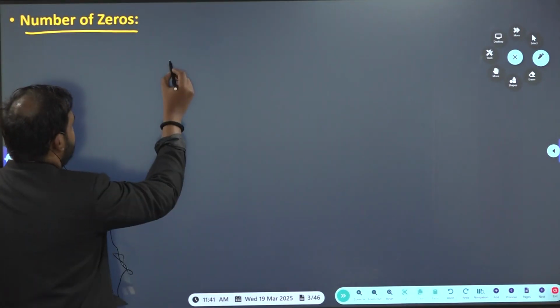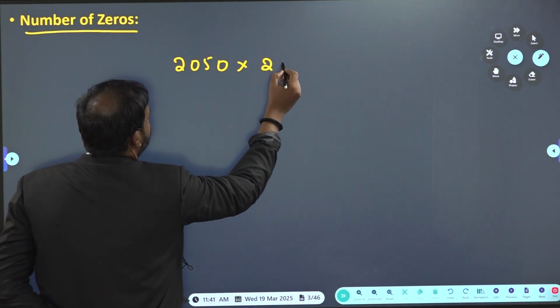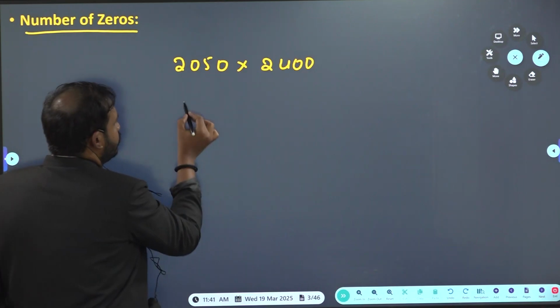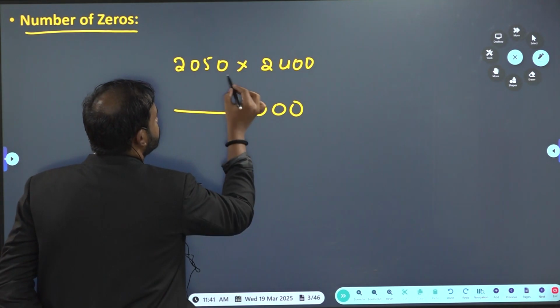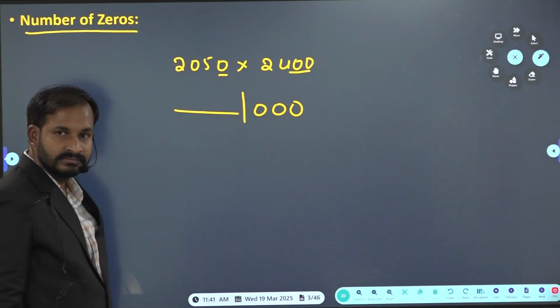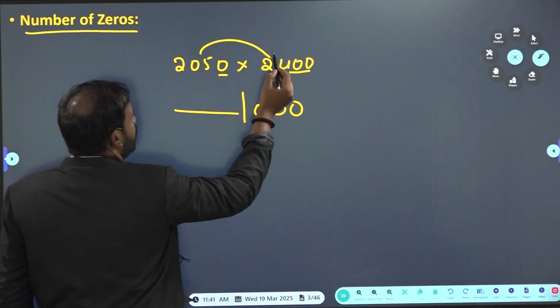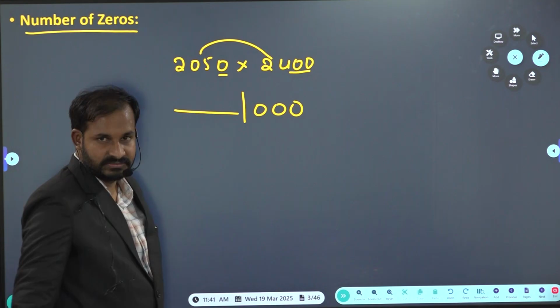For example, if I multiply 2050 with 2400, whatever the output is, I will get a number with 3 zeros at the end, right? Why? Because 1 zero and 2 zeros. Anyway, 5 and 4 are there, so we may get one more 0, but for our understanding, we will take it in this manner.